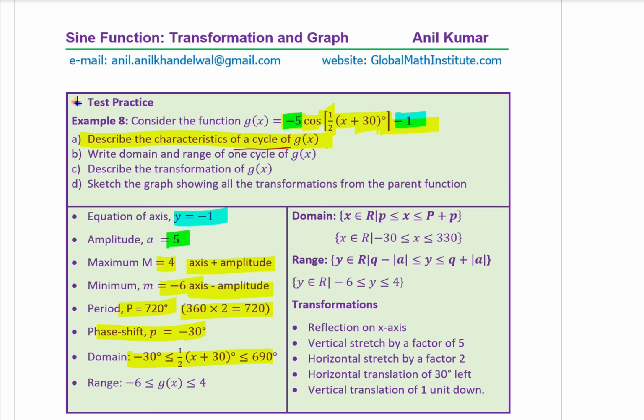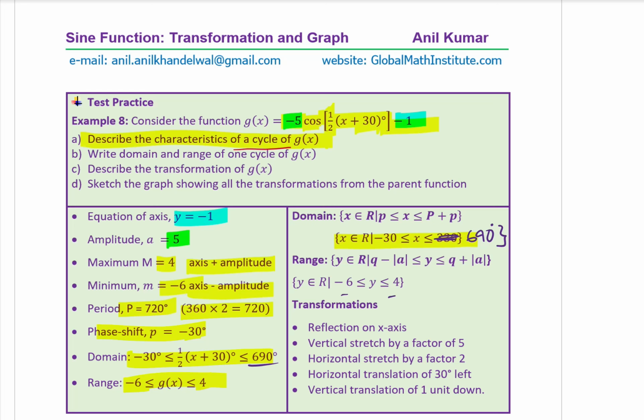So the domain is from minus 30 to 720 minus 30, right? Since the period is 720. So that is how you get this value 690. And the range is axis minus amplitude, that means minus 1 minus 5, which is minus 6, and minus 1 plus 5, which is plus 4. So you can write the domain of this function as from minus 30 to 330, not 330, 690. Correct? 690. And the range is from minus 6 to 4.